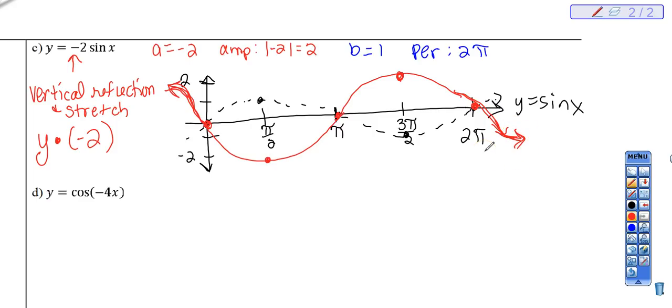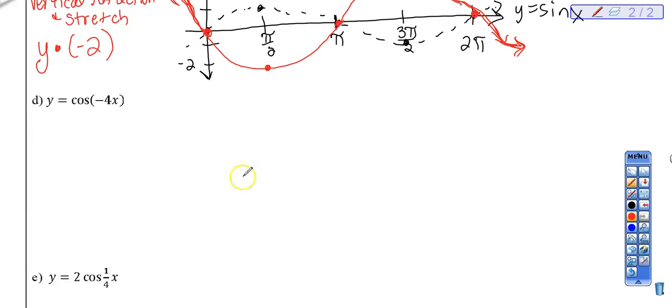Questions? Okay, so let me take a quick vote. Do you want us to draw the parent function on? Not if you don't need them. Absolutely. Okay.